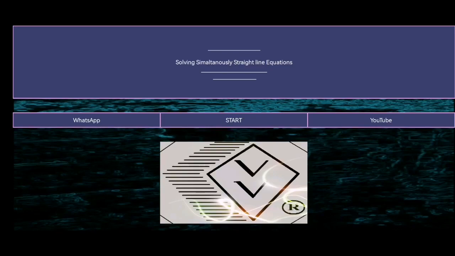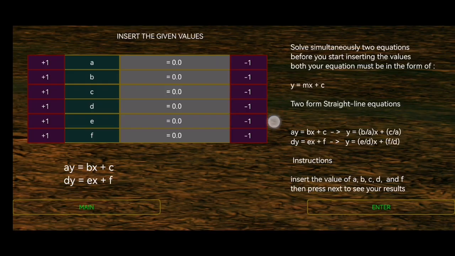Solving two simultaneous equations. So we're going to put the values of a, b, c, d, e, f. Let's say a is 2, b is -1, c is -1, d is -1, e is -1, f is 2.